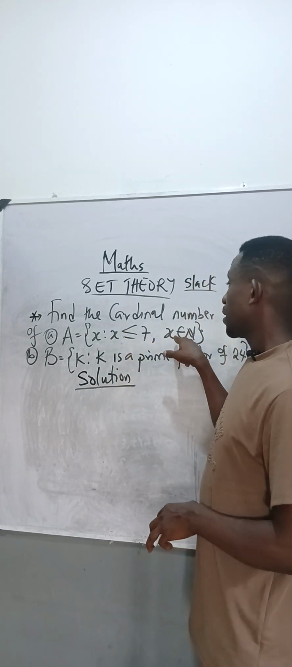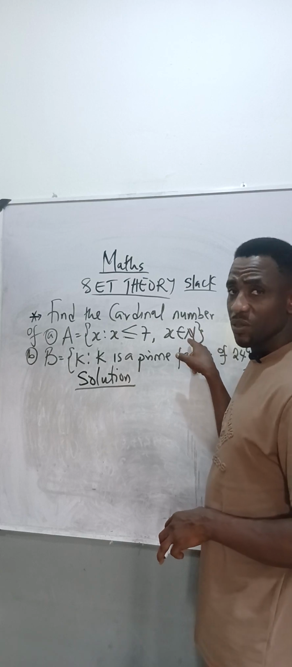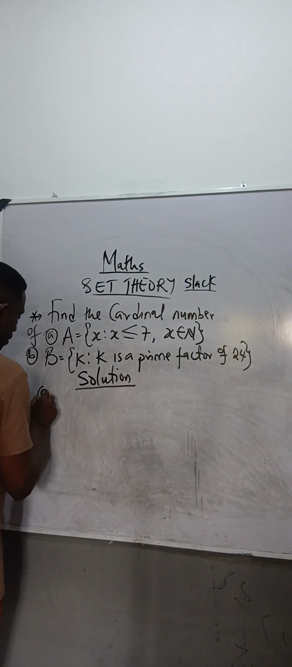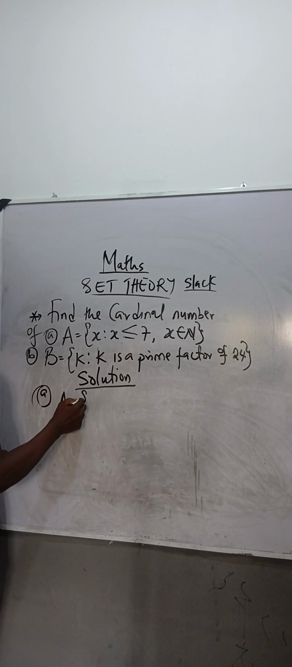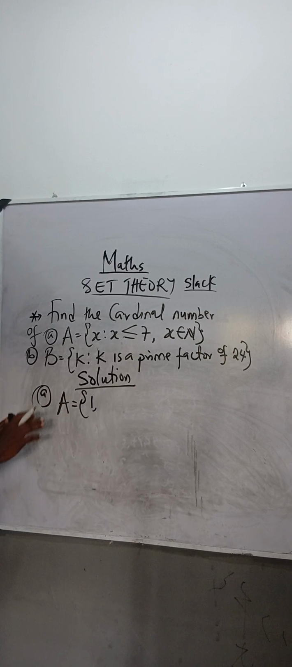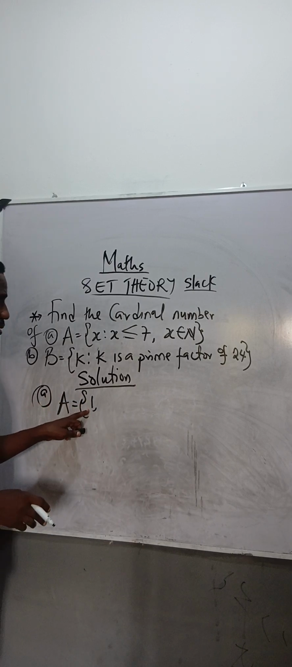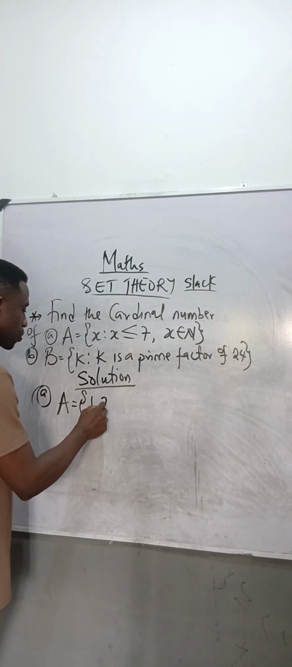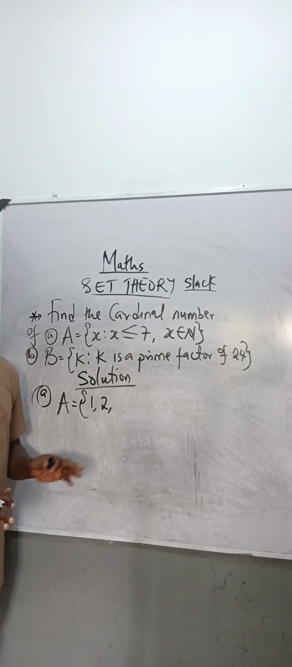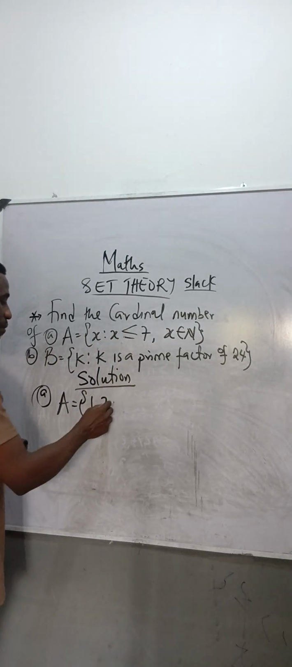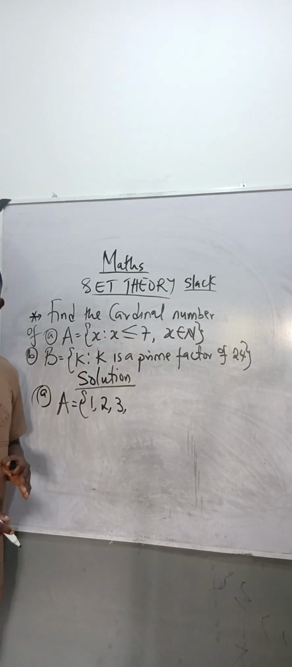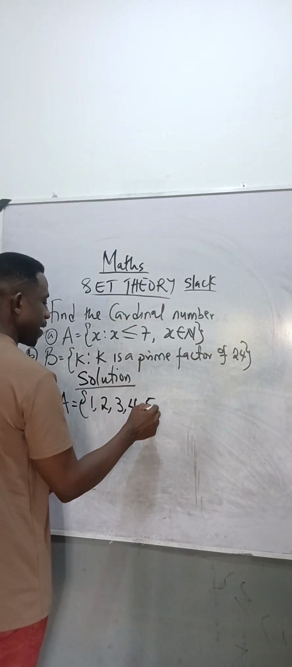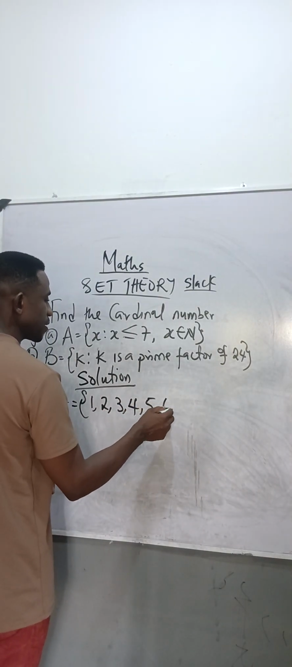Now, when you have x such that x is less than or equal to 7, it means that for x to be a natural number, we are starting from 1, which is a natural number. Now, 1 is less than 7. We also have 2, a natural number, is less than 7. 3 is a natural number, is less than 7. So likewise 4, 5, 6.